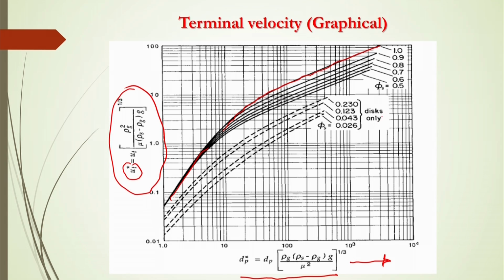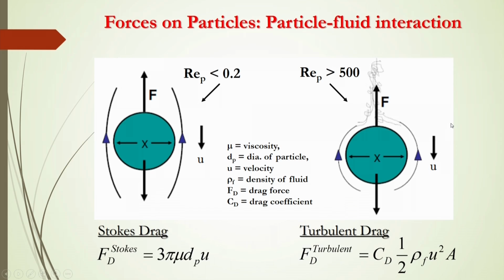And for different other shapes, like 0.23, you will see this type of terminal velocity. So, from this graph you can easily identify the terminal velocity at a different particle size, a different particle diameter. Now, let us discuss the particle-fluid interaction.